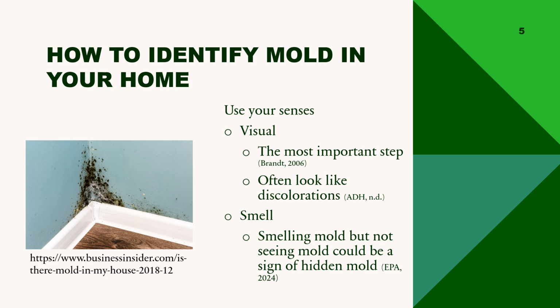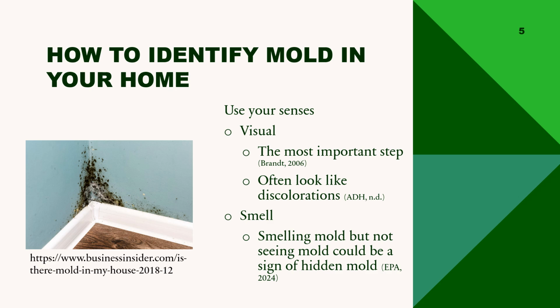Identifying mold in your home is pretty simple and straightforward. You can use your senses. Stating the obvious, if you see mold, you have mold. A visual inspection is the most important step to identifying a possible mold problem. Mold typically looks like discoloration. More often than not, it will be black, gray, green, or brown, but can be other colors.